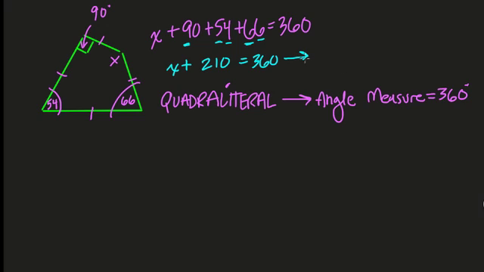Therefore, I would say that x is equal to 360 minus 210. And that's equal to what? Well, 360 minus 210 is 150 degrees, right? 150 degrees. And that makes sense, right? 150 plus 210 is 360. So here, that's our measure for angle x.